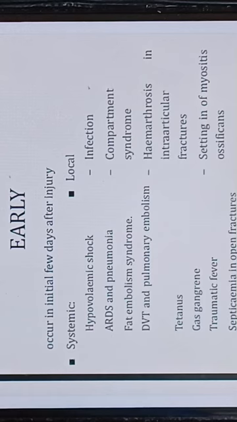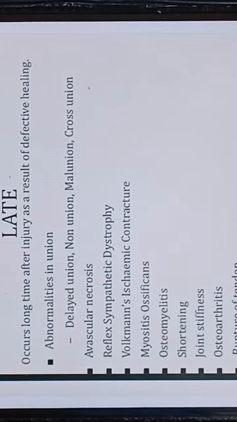Systemic: hypovolemic shock, acute respiratory distress syndrome, pneumonia, fat embolism syndrome, DVT and pulmonary embolism, tetanus, gas gangrene, traumatic fever, and septicemia in open fractures. And local: infection, compartment syndrome, hemarthrosis in intra-articular fractures, and swelling which can lead to myositis ossificans.